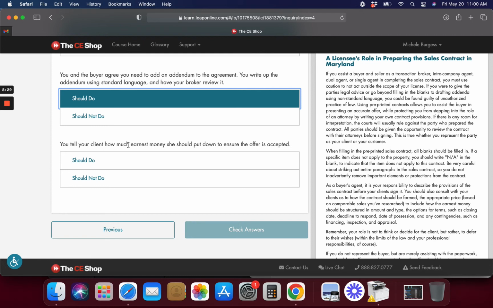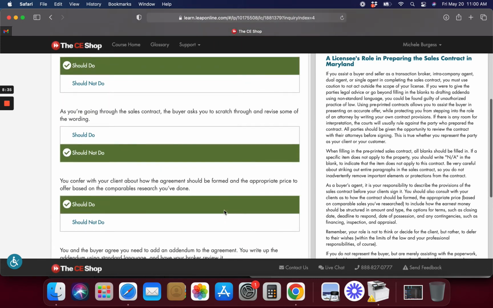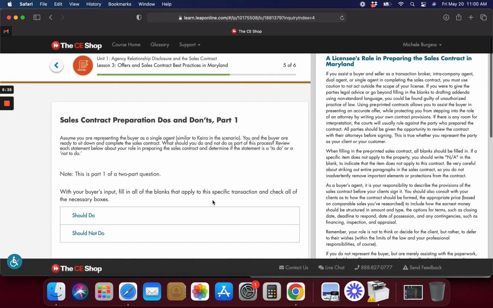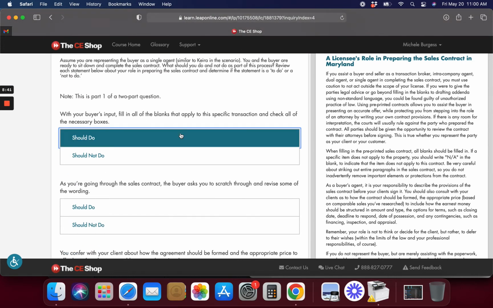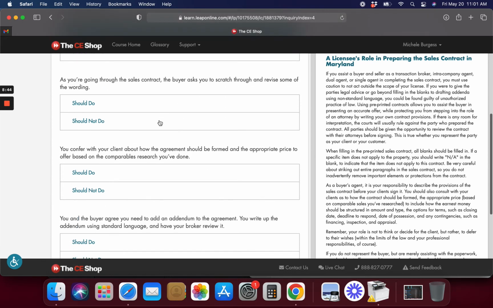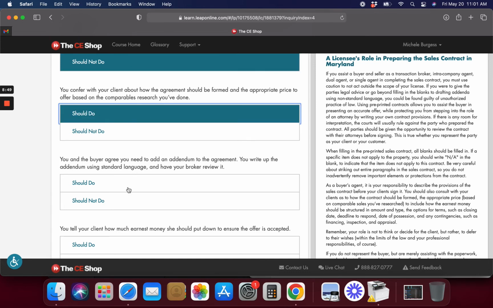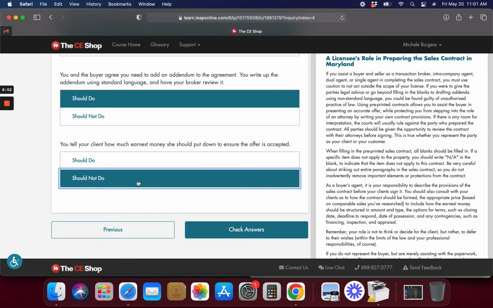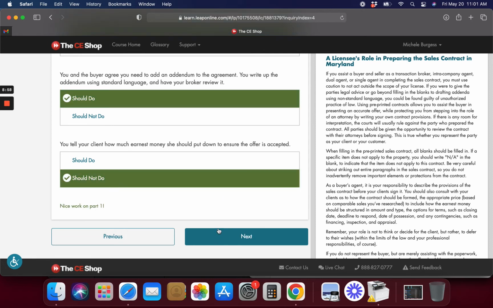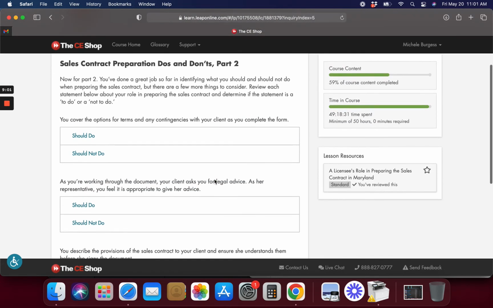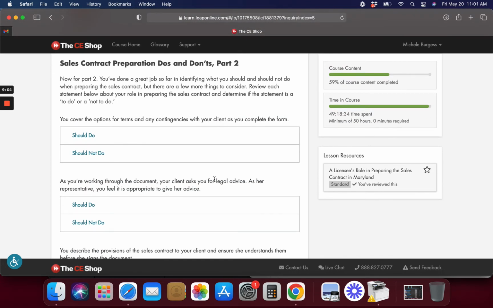You tell your client how much earnest money they should put down to ensure the offer is accepted. Okay, you should not do that apparently. Yes. You fill in the necessary. The buyer asks you to, no. We confirm with the appropriate price, addendum, and you should not tell them how much earnest money to put down. Okay. You cover all the options for terms and contingencies with your client as you complete the form.